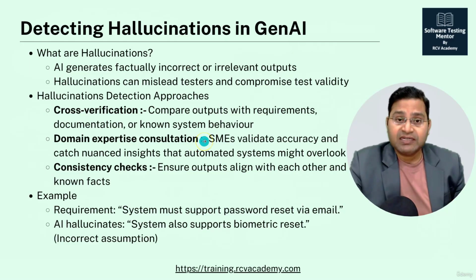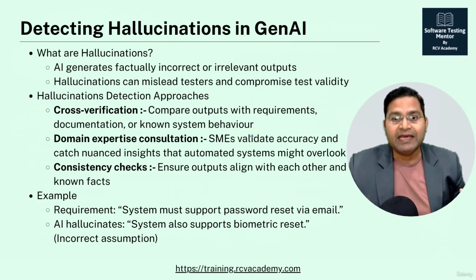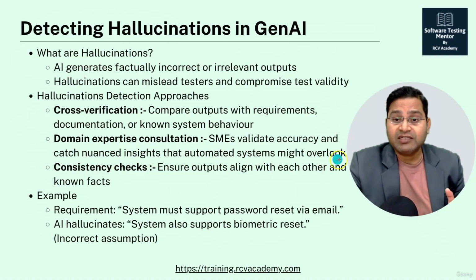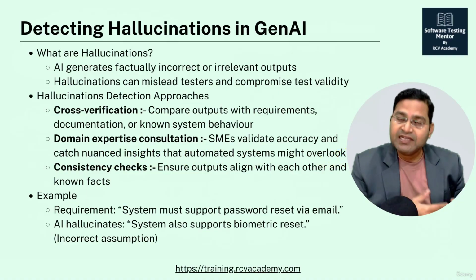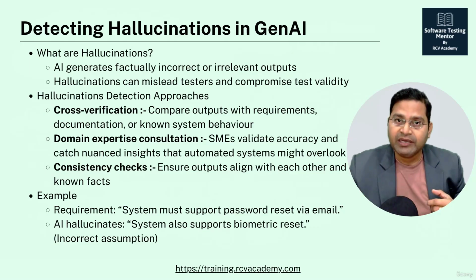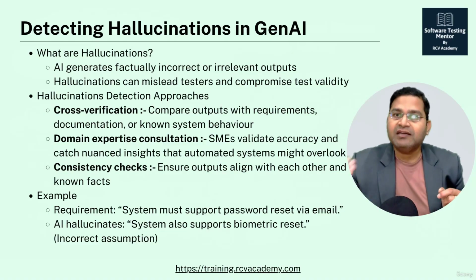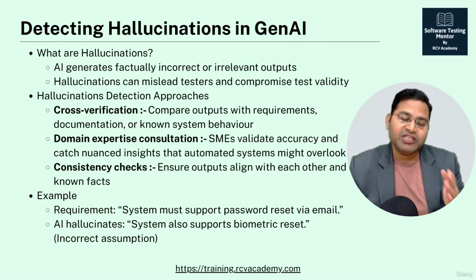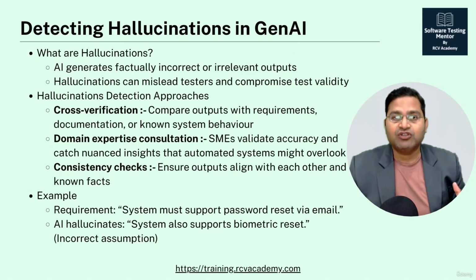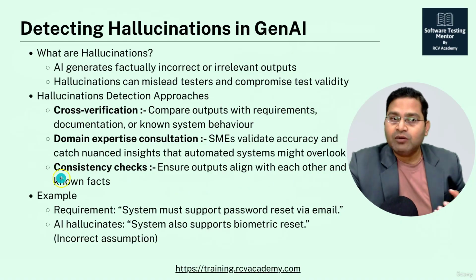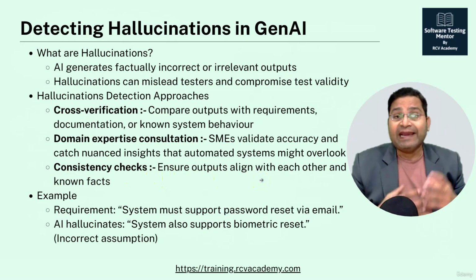Then domain expertise consultation. Your subject matter experts, SMEs, in your organization or your team can help validate the accuracy of what GenAI is producing. They can catch nuances that automated systems might overlook. So consulting your domain experts is another way, making sure you have domain experts who can guide you and confirm that the output generated by GenAI is factually correct and relevant. Then the third way is consistency check, ensuring outputs align with each other and known facts.